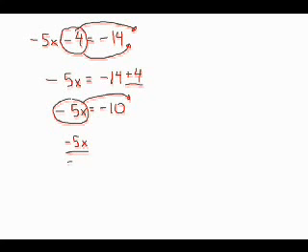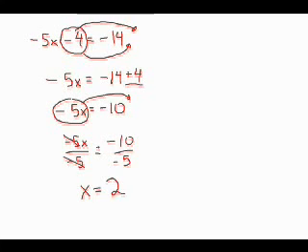To get rid of times negative 5, we have to divide by negative 5. We still have to do the opposite operation for multiplication and division. So if we divide the left-hand side by negative 5, we have to divide the right-hand side by negative 5. By now we've seen this enough times to know that these cancel each other out. We're just left with x. Negative 10 divided by negative 5 is 2. And once again, you could check your answer to see if that is correct.